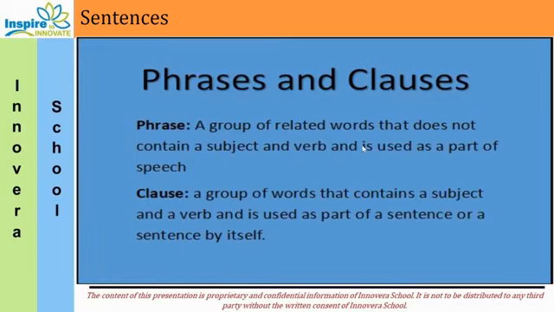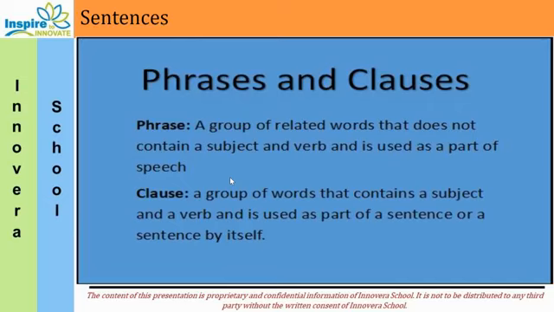A group of related words that does not contain a subject or verb and is used as a part of speech is called a phrase. It does not have a subject or verb, but it has some meaning. If I say "good boy," it is not a complete sentence, but it has some meaning. I am talking about a boy who is good. Okay, "tall tree." Again, it has some meaning. So such kinds of words come under phrases.